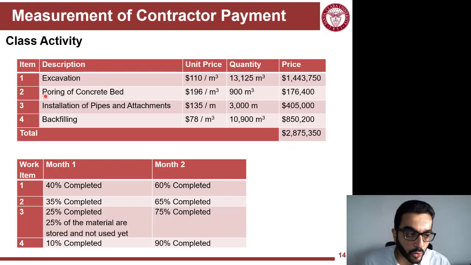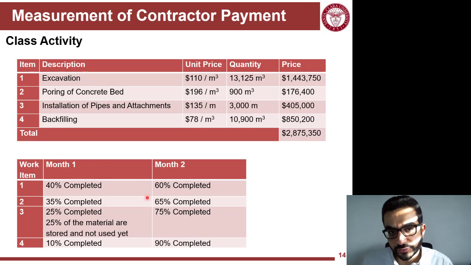In class, we'll go over this exercise. This is the information that we will assume if we're going to simulate that kind of project. We'll need to prepare 2 payment apps for the first and the second month. This is the progress information that you collected from the site, and this is the schedule of values. Of course, it's a simple example, not a real life project, but it's sufficient to practice how you prepare payment apps using G702, G703.